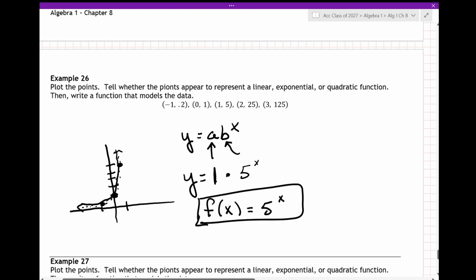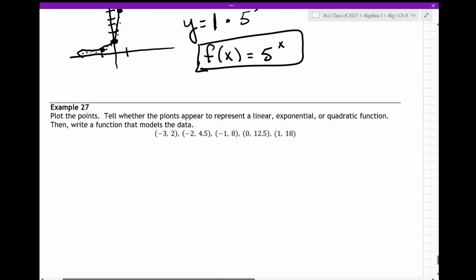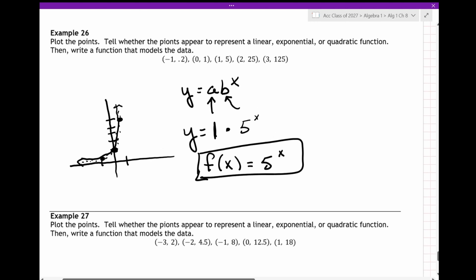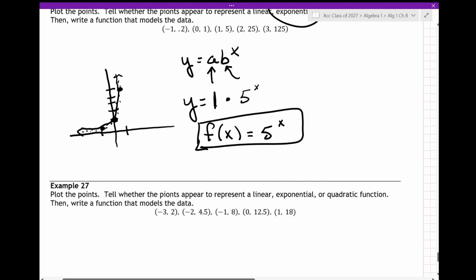And if we want to check ourselves, we can plug in a few points. 5 to the 0 is 1. 5 to the 1 is 5. 5 squared is 25. 5 cubed is 125. I think that's going to be okay. 27. Oop, did I ever say that he's exponential? Nope, I didn't. I'm just going to circle that right there to say that he's exponential.